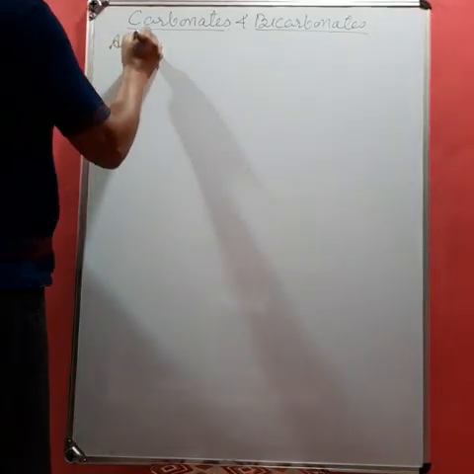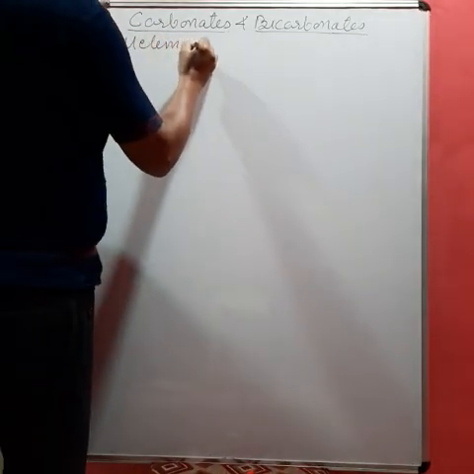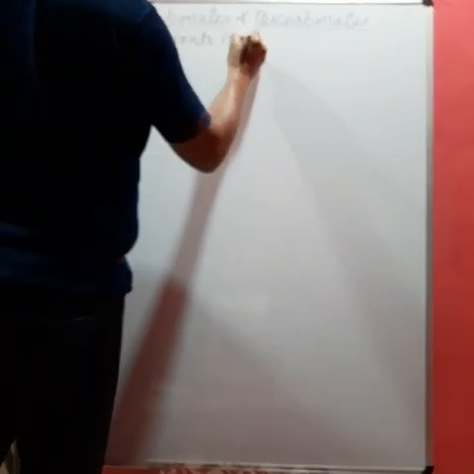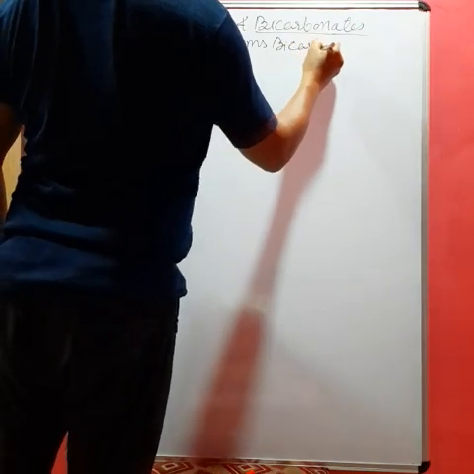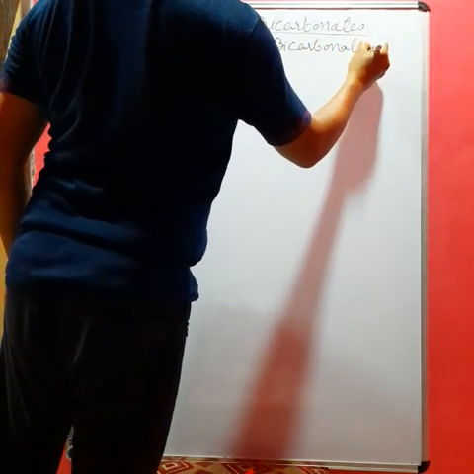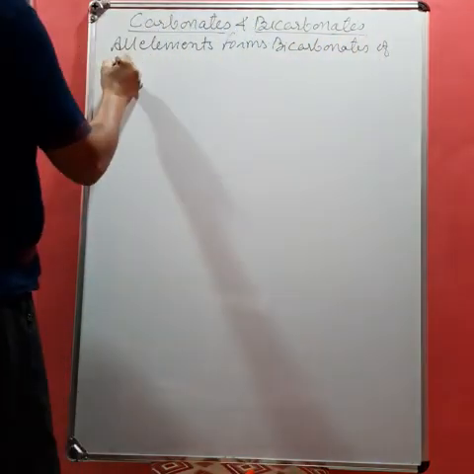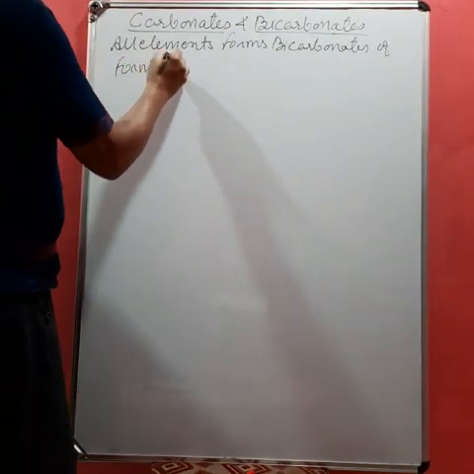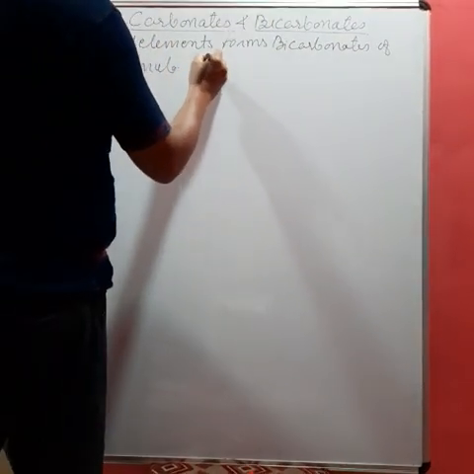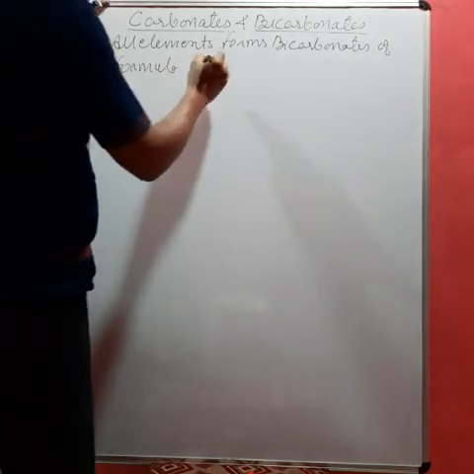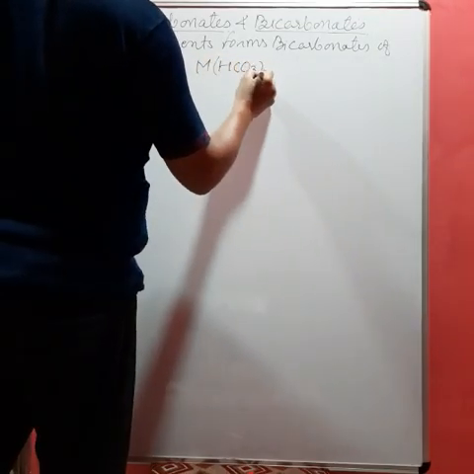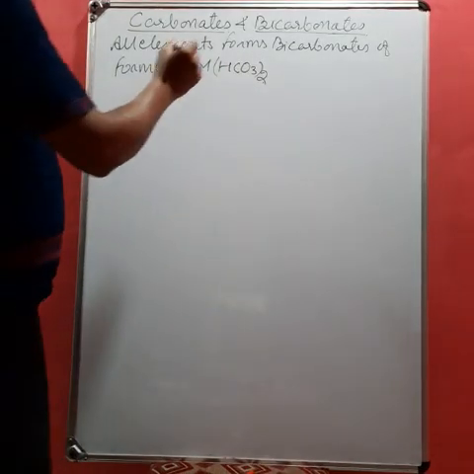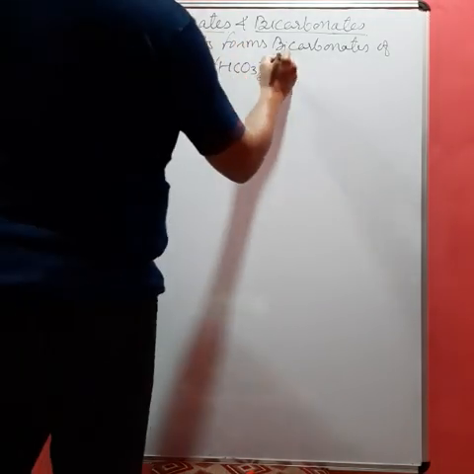All elements form bicarbonates of the formula, like you can call M. Okay, and this is HCO3. This is called what? Bicarbonate. So having the formula MHCO3 twice.